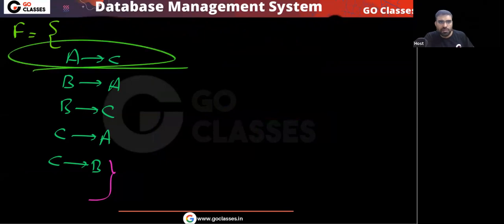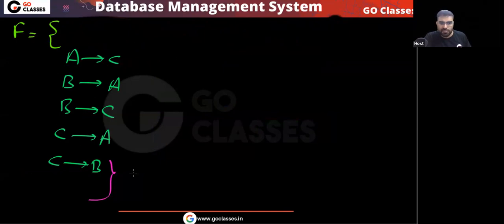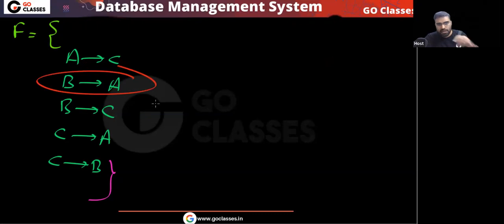What about this one? A determines C. Is this redundant? This is not redundant. You can check. What about B determines A? Is this redundant? In the remaining, you find what is B plus. In the remaining, B plus will be B, C, A. Yes or no? So I can say this is also redundant.